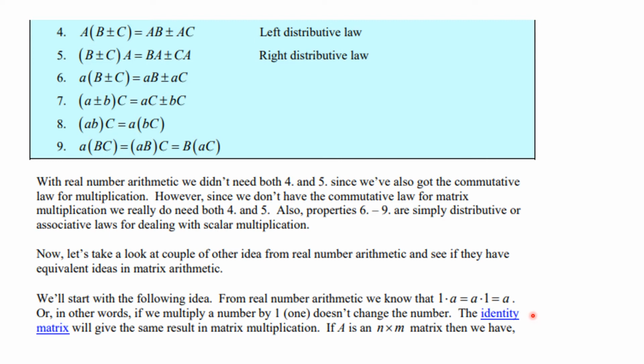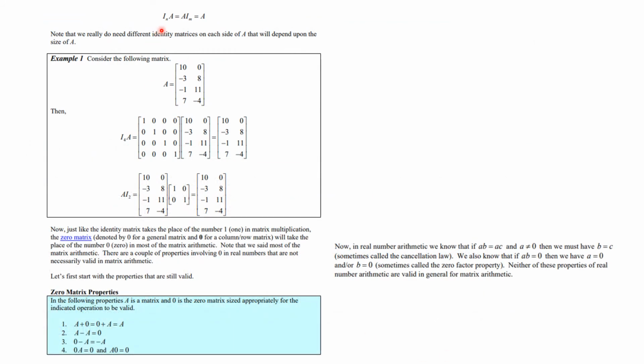So we will have something that plays the role of the identity matrix that will give the same result in matrix multiplication. That is saying if A is an n by m matrix, then there is a matrix that I can multiply on the left by A. Now notice that this has to be a square matrix, the identity matrix with 1 along the diagonal, that's n by n. On the other side, it could be A times, but given the size we talked about for A, this has to be a square matrix with rows and columns of dimension m. But either way, we'll get A. Note that we really do need different identity matrices on each side, and that depends on the size of A.